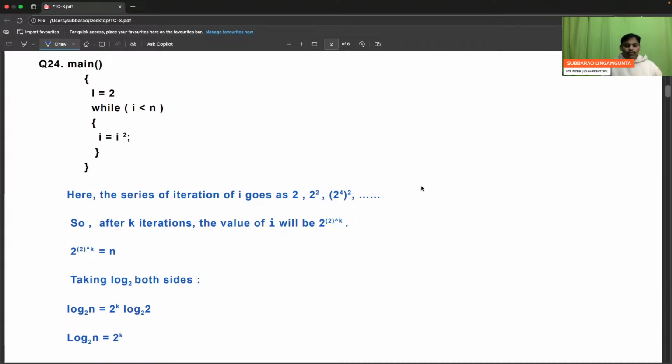Go to question number 24. Main: i is equal to 2; while i less than n, i is equal to i square. Here the series of iteration of i goes as 2, 2 square, 2 power 4, and so on. I think you can see this.